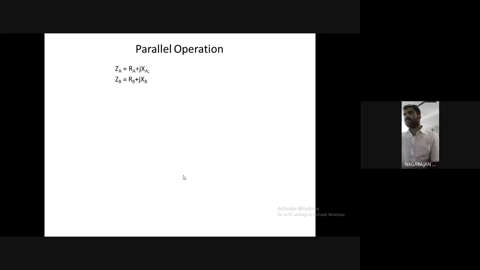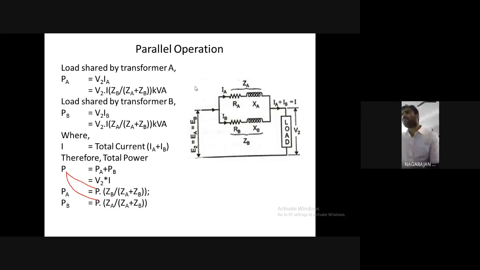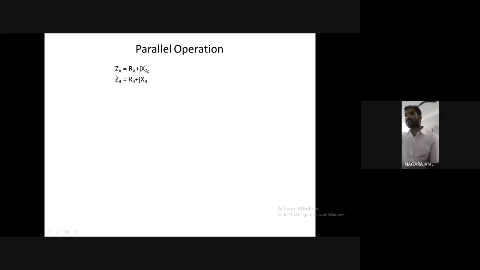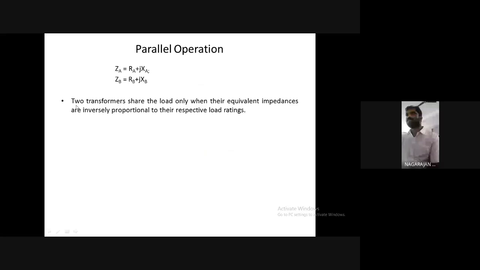ZA is the total impedance of the first transformer, and ZB is the total impedance of the second transformer. As I told you in the earlier session, the current depends on the total impedance of the transformer. For example, if you have more resistance here, then the current value will be lesser. Current always selects the minimum resistance path. Where the resistance is minimum, the current will be very high. That can be explained with ZA equal to RA plus jXA, and ZB equal to RB plus jXB.